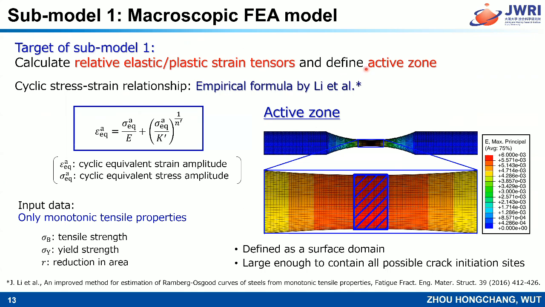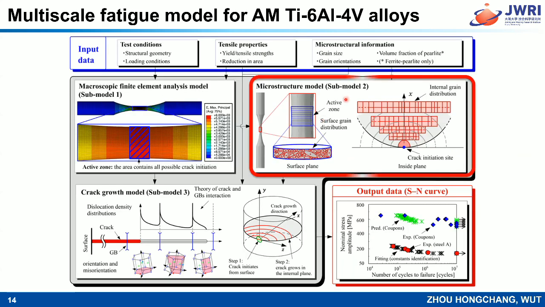active zone. And we can use the empirical formula proposed by Lee, this one, to calculate the cyclical stress-strain relationship. And based on this kind of stress-strain relationship, we can perform the FEM simulation to obtain the stress and strain distribution of the specimens. And also we define the active zone as the area where the crack will be initiated, in this small area. And then we will go to submodel 2.